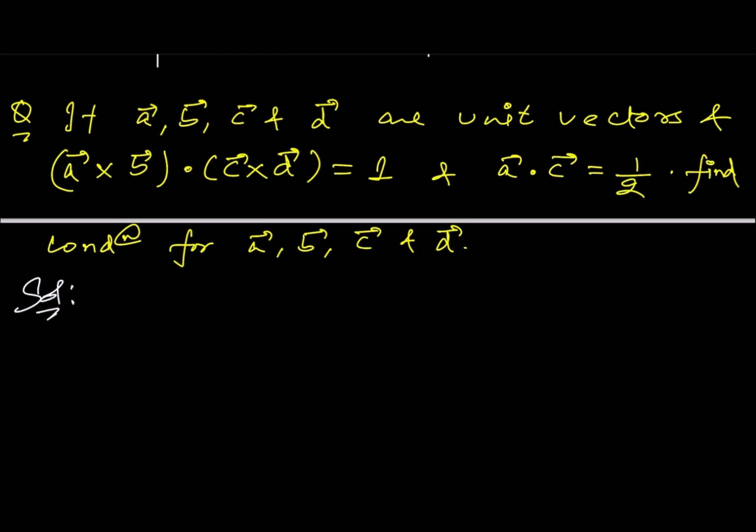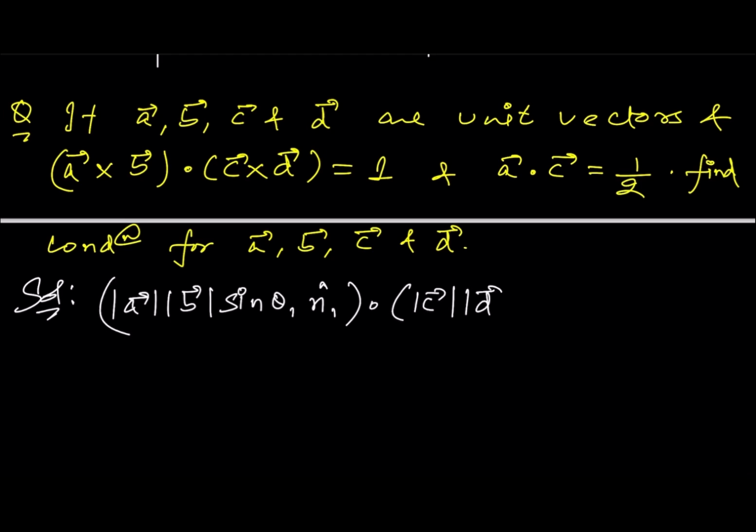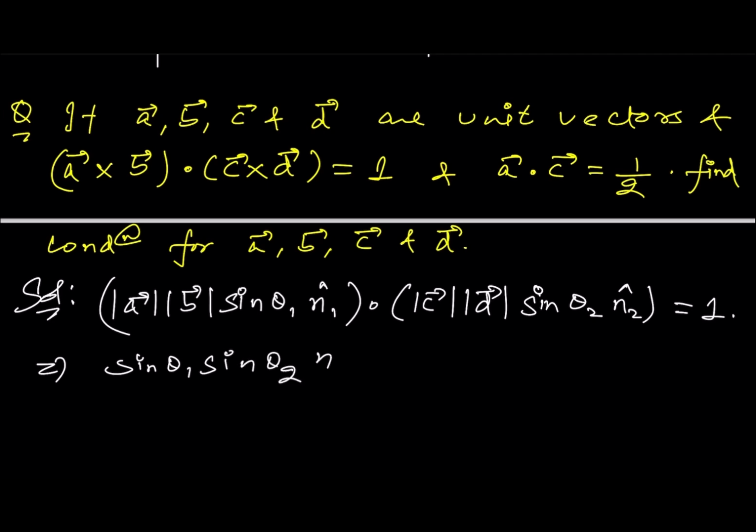Now A cross B dot C cross D is 1. So, as A, B, C, D are unit vectors, I'm using modulus of A, modulus of B, modulus of C and modulus of D. So I'm writing A cross B as mod A mod B sine theta 1 n1 cap, dot mod C mod D sine theta 2 n2 cap, is equal to 1. Okay, so mod A mod B mod C mod D is 1. So this will be sine theta 1 sine theta 2 and n1 cap dot n2 cap is 1.